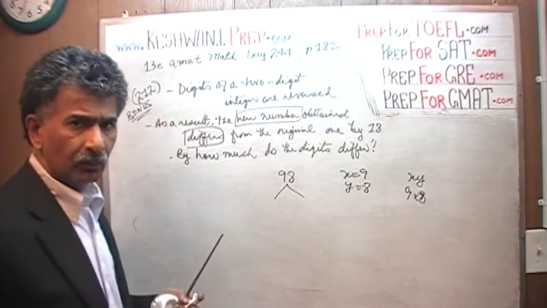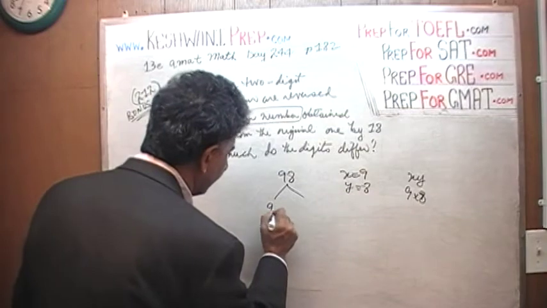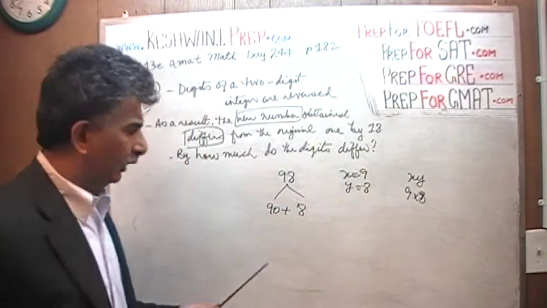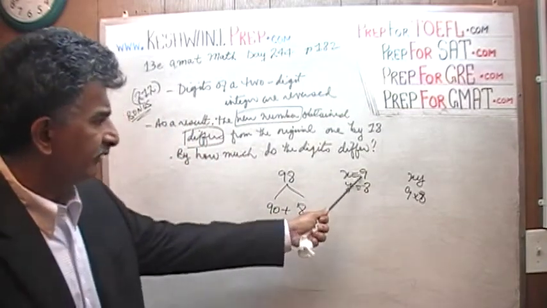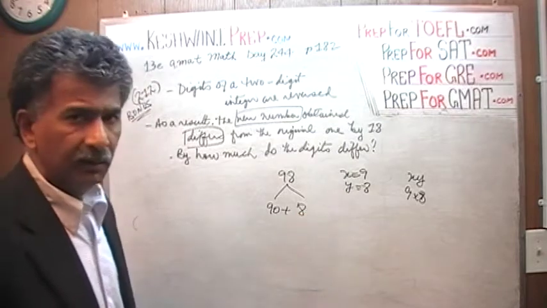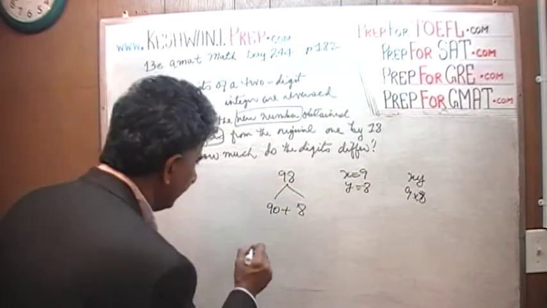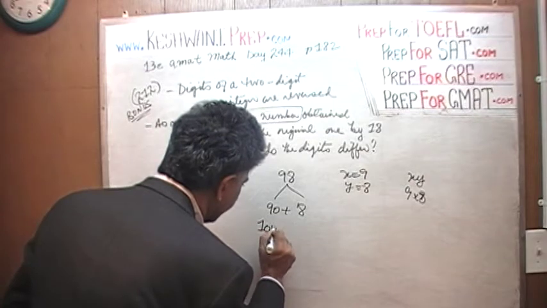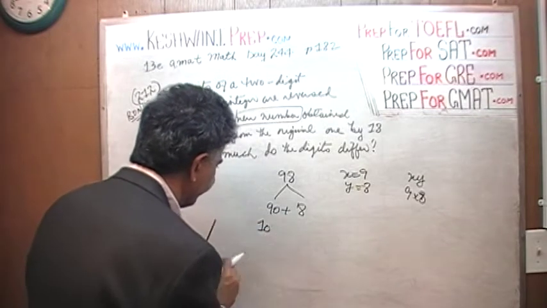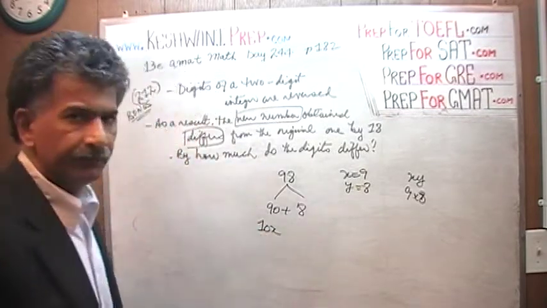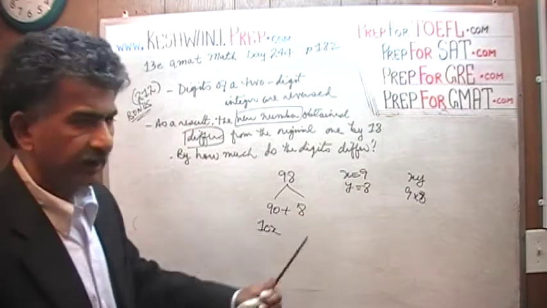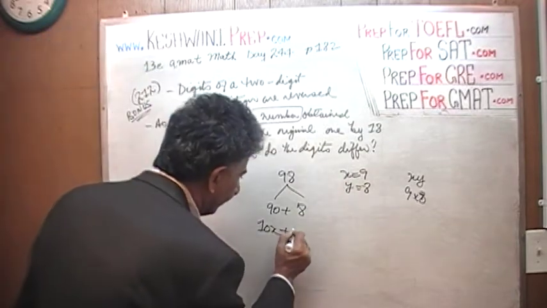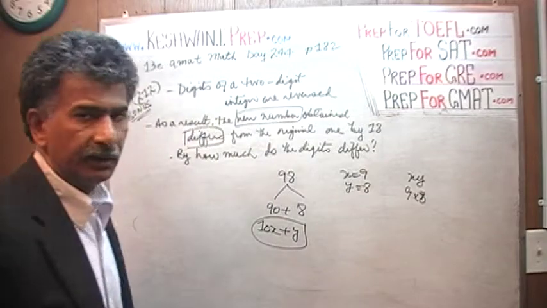98 is so called because it is made up of 90 and an 8. How do we express 90 given the fact that x is 9? Well, that's 10 times x. 10 times x is 90, because x is 9. 9 times 10 is 90. Plus a y. This would be our integer.